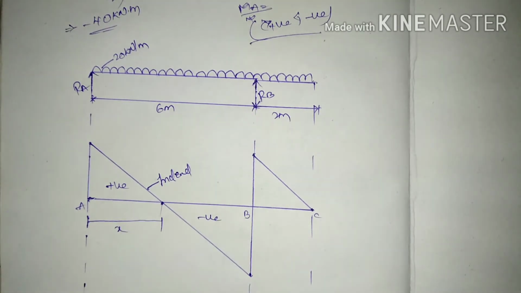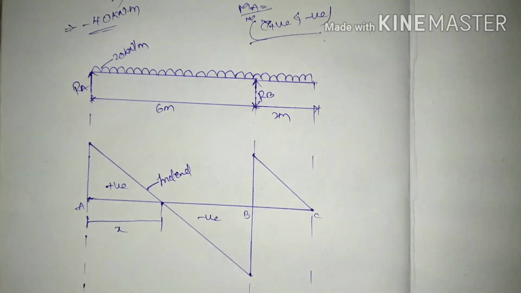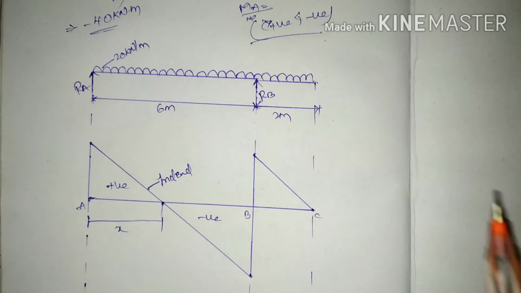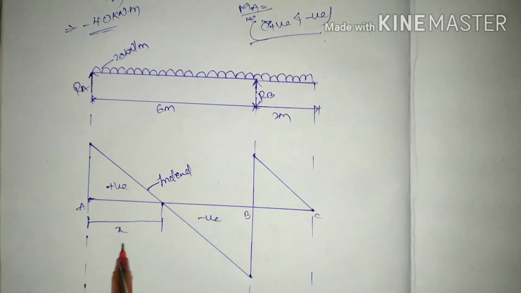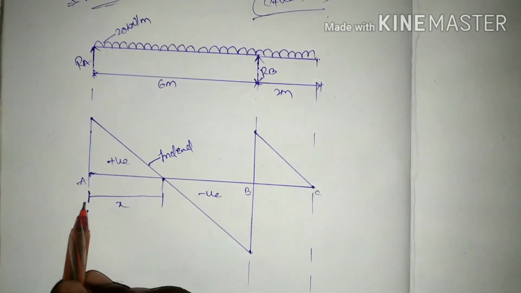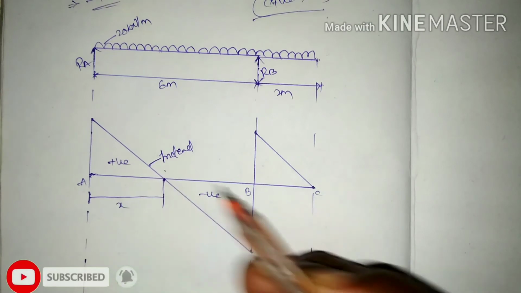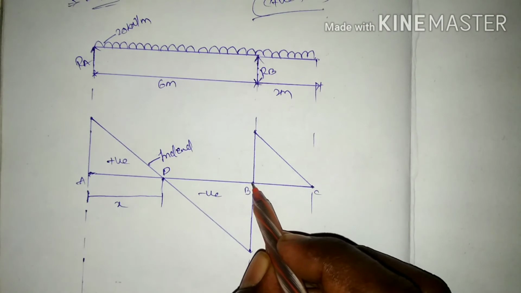So we are going to find the distance from A. Why are we finding the distance? Because where the shear force is 0, at that point the bending moment is going to be maximum. So for the maximum bending moment we are going to find this value of x. Here let us consider x as the distance from A to the point where it becomes 0. Let us call this point D.